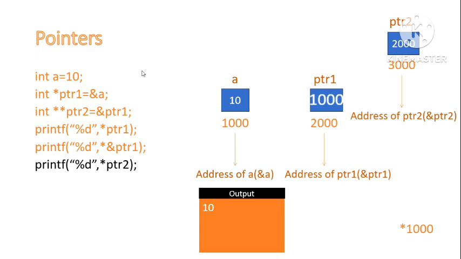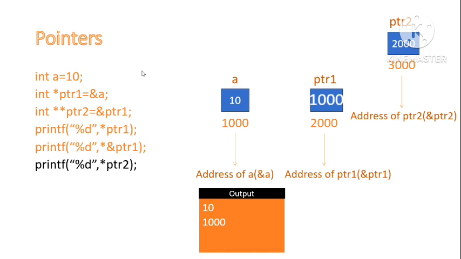Star ampersand ptr1. So when you try to execute this, you see what is inside ptr1. Ampersand of ptr1 is the address of ptr1. Address of ptr1 is 2000, isn't it? Okay, star of 2000. The value on the address of 2000 is actually 1000 here, because 1000 is the value given to ptr1.